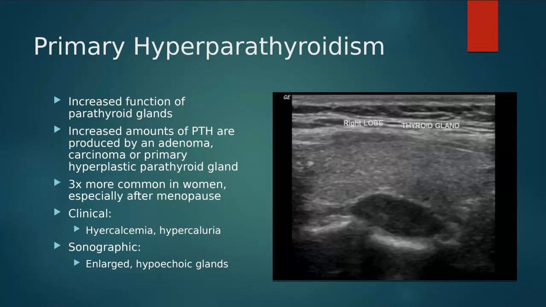Now, when we have those increased amounts of PTH, we're going to have the increased function of the parathyroid, right? So it's going to be functioning more than it should, producing more than it should. It's going to be 3 times more common in women, especially after menopause. Clinically, we're going to see patients with hypercalcemia and hypercalciuria. So what does this mean? This means we see too much calcium in our blood and too much calcium in our urine. On ultrasound, we are going to see enlarged hypoechoic parathyroid glands right in the posterior aspect of the thyroid, depending on if it's the superior or the inferior parathyroid glands.